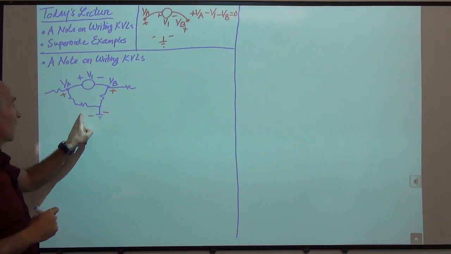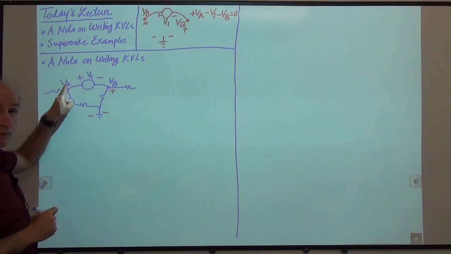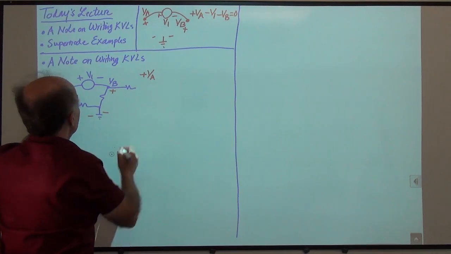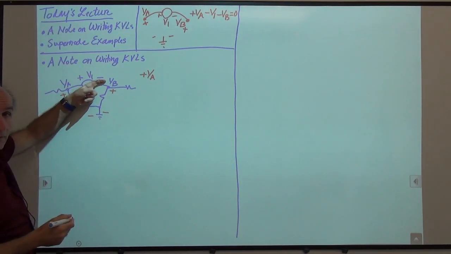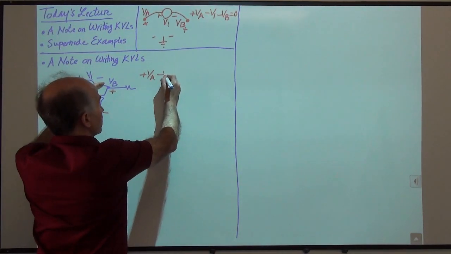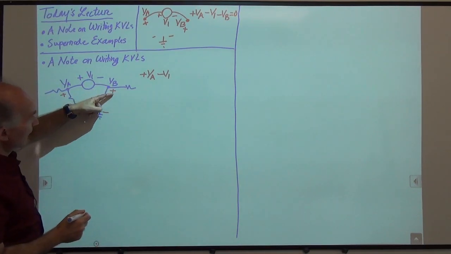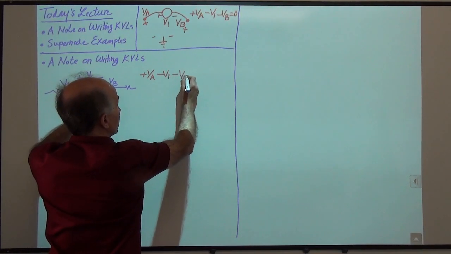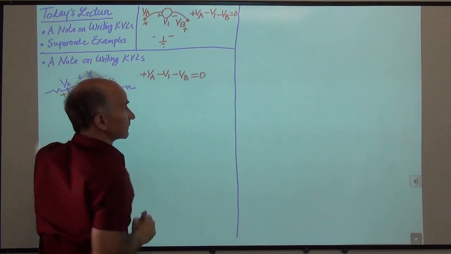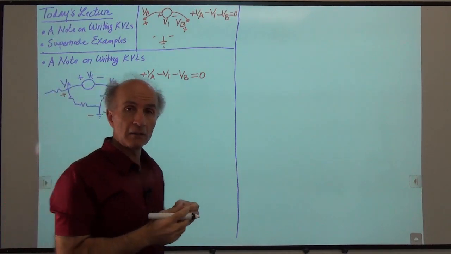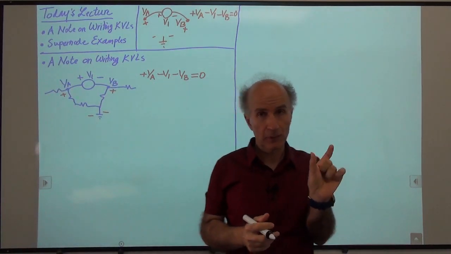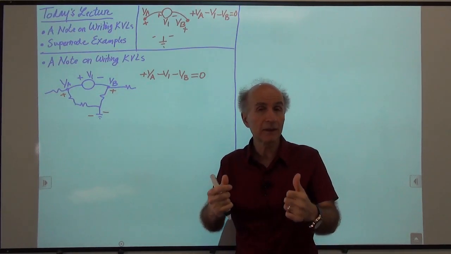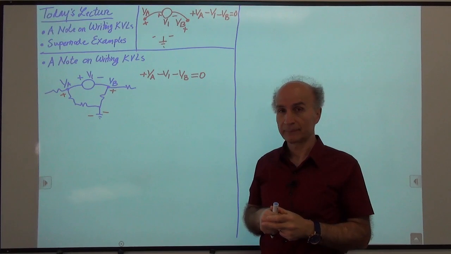Starting from here, I am going up the potential by VA volts, so I will write plus VA. Here I'm going down the potential by V1 volts, so minus V1. Here I'm going down the potential by VB volts, so I write minus VB equals 0. So that's the KVL I need involving the voltage source that's giving us trouble and the two voltages on its two sides that I have assigned in my node analysis.